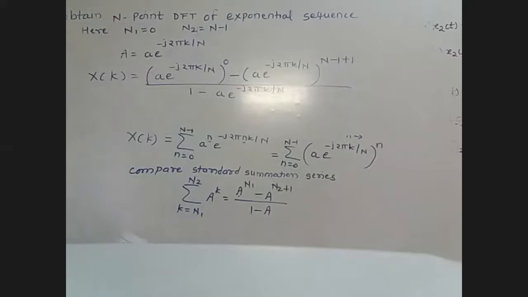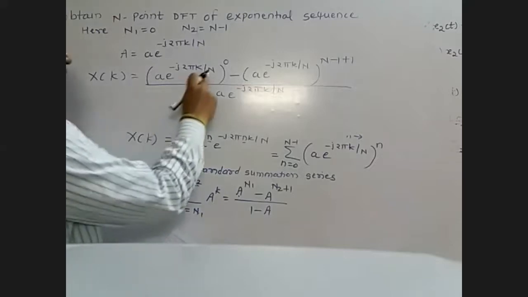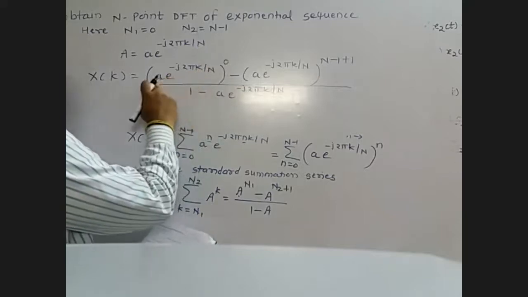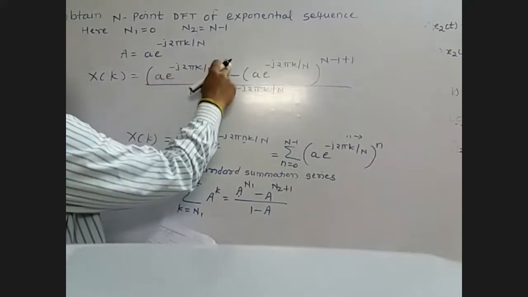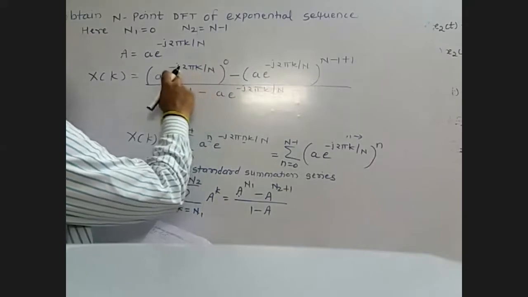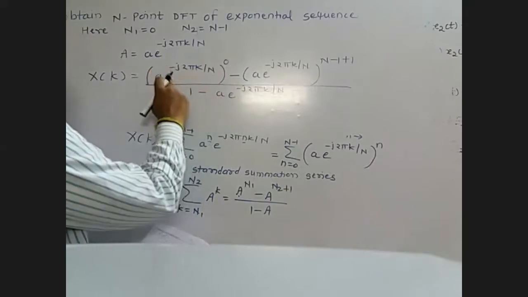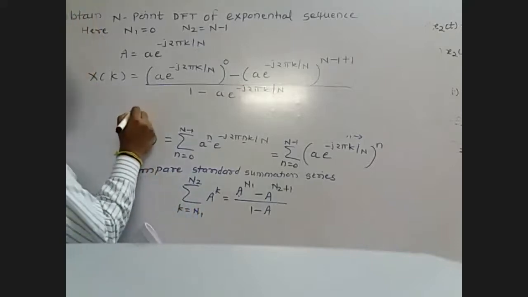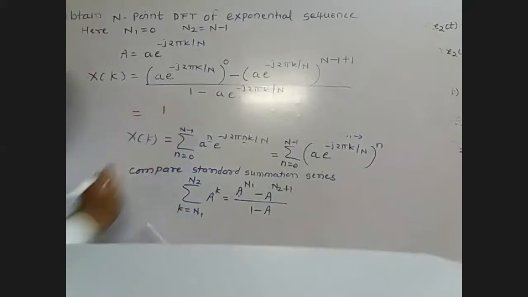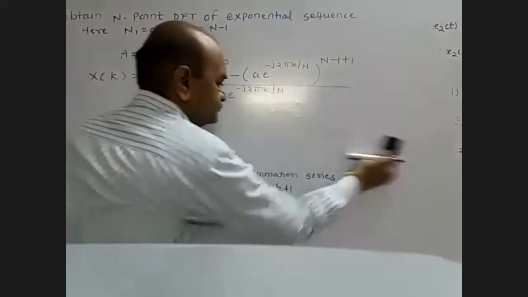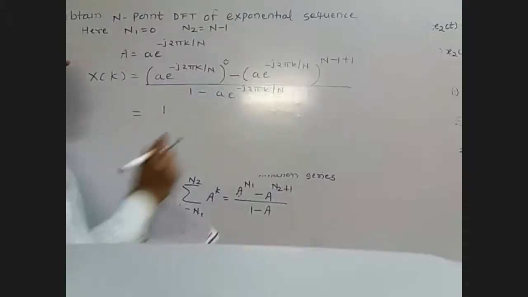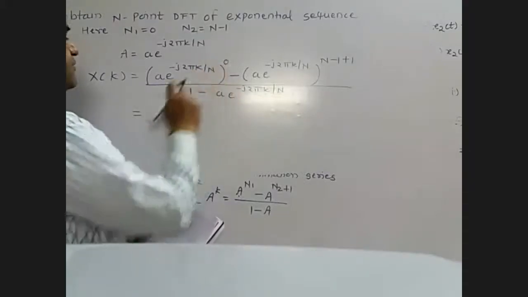Now here this term will be raised to 0 if a into e raised to this term. So if you multiply it, you will get a raised to 0, e raised to 0. So it will become 1. Okay. So I write here it will be 1. Getting this? So this term will be coming 1.